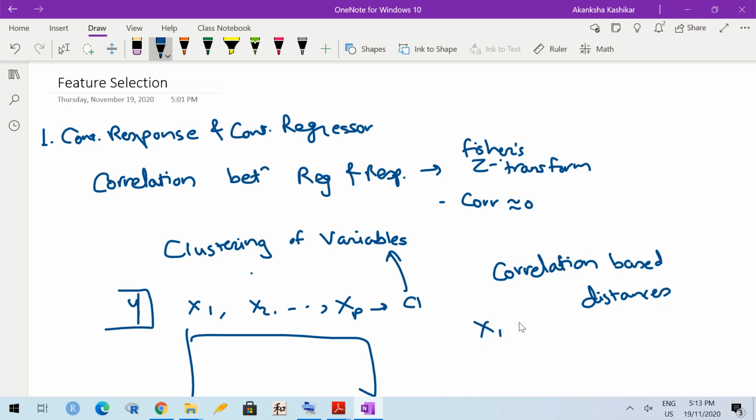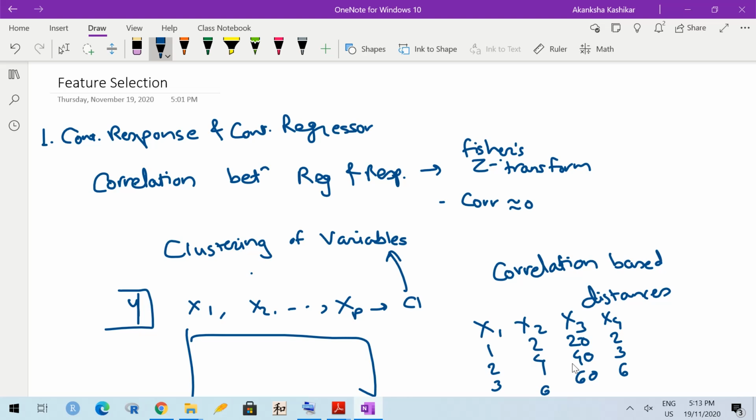So why do we use correlation based distances? Because if I have, say, variables x1 and x2, and suppose x1 has values 1, 2, 3 and x2 has values 2, 4, 6 and x3 has values 20, 40, 60 and x4 has values 2, 3, 6, then we know that x2 and x3 are actually not giving me much new information, right? Because x1, x2, x3, they are all multiples of each other.